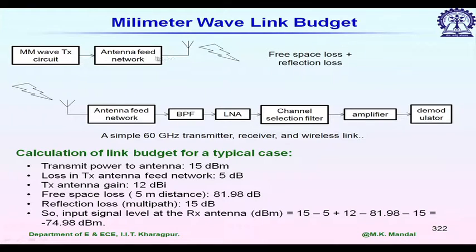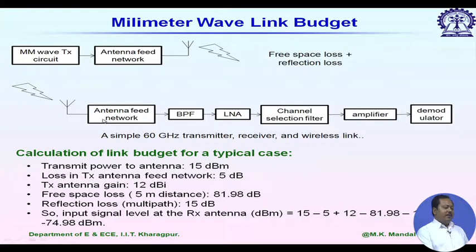Okay, so let us take one numerical example. We will be calculating a link budget for a given system, a millimeter wave system. We are considering a simplified transmitter and receiver circuit, where the transmitter is shown here. We have a millimeter wave source followed by one antenna, and in between we have an antenna feed network. The antenna feed network is lossy, it can attenuate more than 50% power.